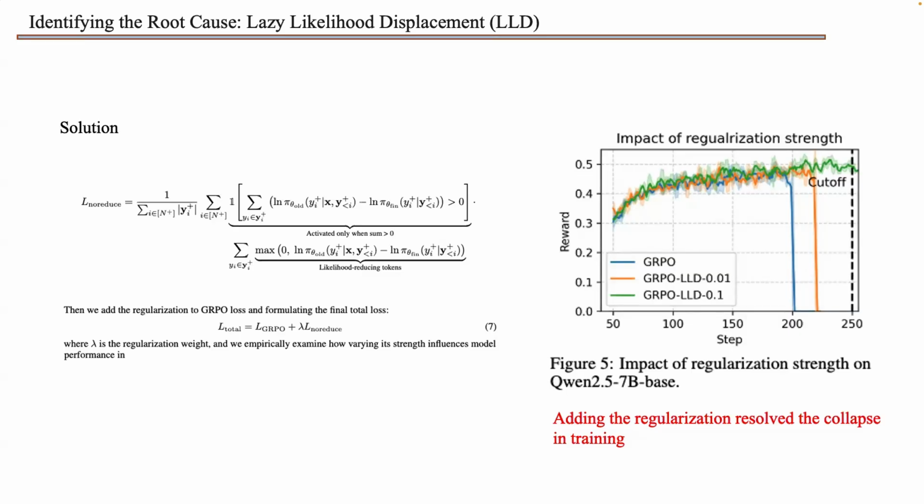You can see, after adding this regularization, the blue line is the original GRPO. The orange line is where we add a small regularization, a very small effect. You can train longer. And when we add an even stronger effect, you can train more than 500 steps, so like train forever. In this way, we can stabilize the GRPO training by resolving the issue of the likelihood displacement.